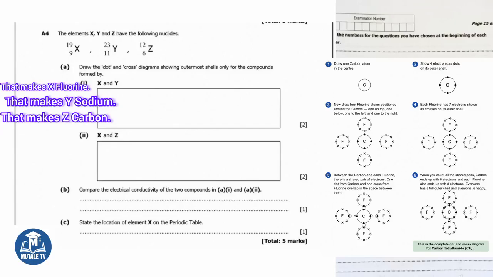Between the carbon and each fluorine, there is a shared pair of electrons. 1 dot from carbon and 1 cross from fluorine overlap in the space between them. When you count all the shared pairs, carbon ends up with 8 electrons and each fluorine also ends up with 8 electrons. Everyone has a full outer shell and everyone is happy.